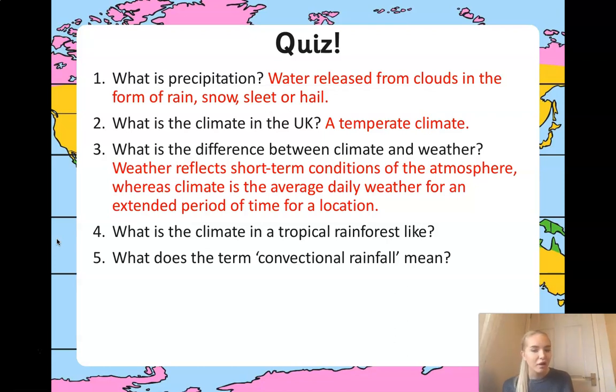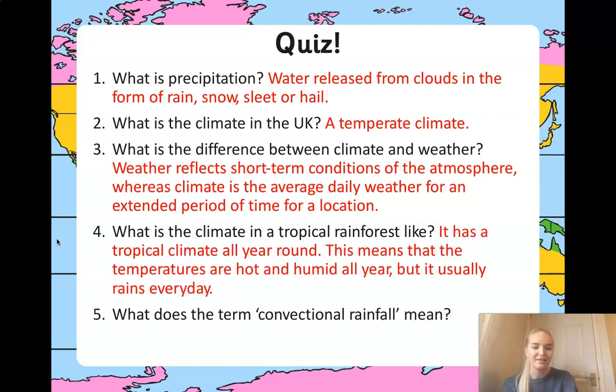So thinking about climate then, what is the climate in a tropical rainforest like? Do you remember? Fantastic. So it has a tropical climate all year round. This means, from our first slide today, that temperatures are really hot and humid all year, but it does usually rain every day. Do you remember the 2 types of seasons in a tropical rainforest? That's right, it was the wet season and the dry season.